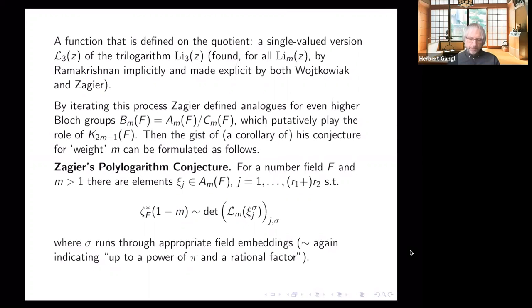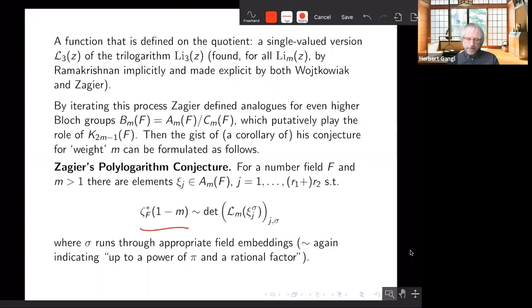So essentially, this is the kind of phrasing that we'd like to say in a rough analogy: zeta_F star, and the determinant of those higher polylogarithms, m-logarithm, evaluated on higher units. So here is the higher regulator, evaluated on higher units. And this should somehow be seen by the Dedekind zeta function at 1 minus m.